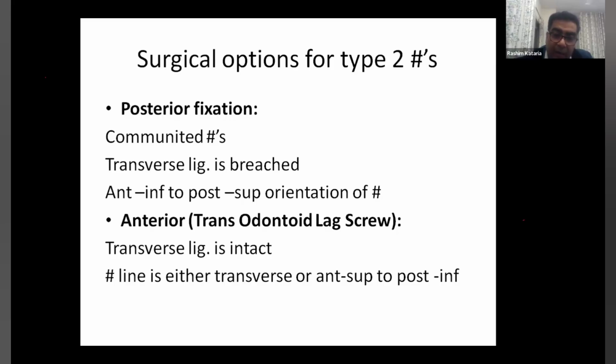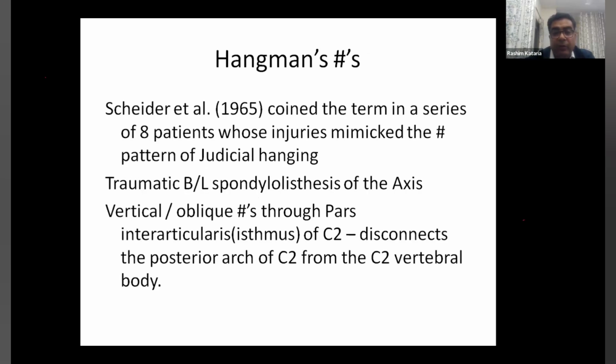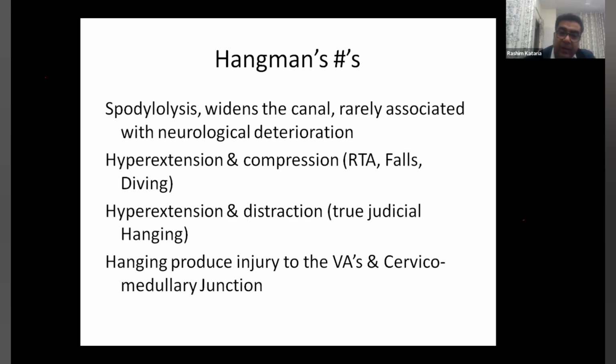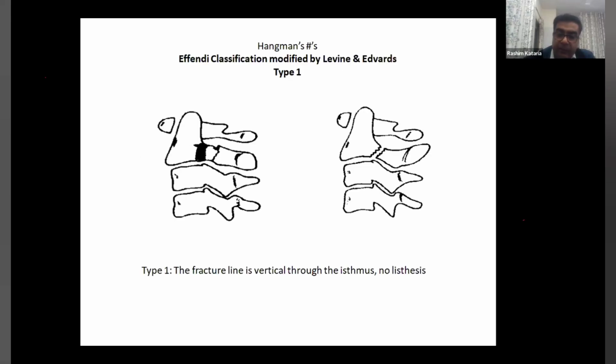And the anterior transodontoid lag screw is done when the transverse ligament is intact and the fracture line is either transverse or anterior superior to posterior inferior. Coming on to the hangman fracture, this is a traumatic bilateral spondylolisthesis of the axis, with the fracture line passing through the pars interarticularis, and this is the Effendi classification of hangman fracture.